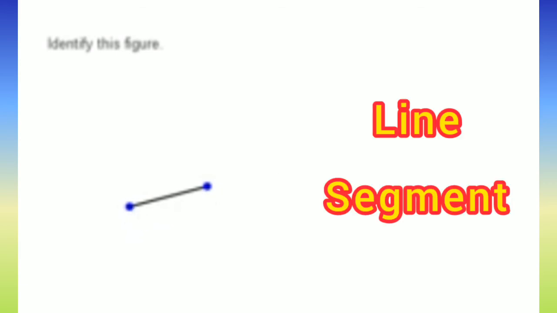This right over here, you have a starting point and an ending point, or you could call this the start point and the ending point, but it doesn't go on forever in either direction. So this right over here is a line segment.